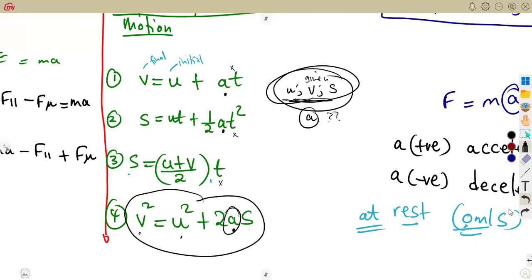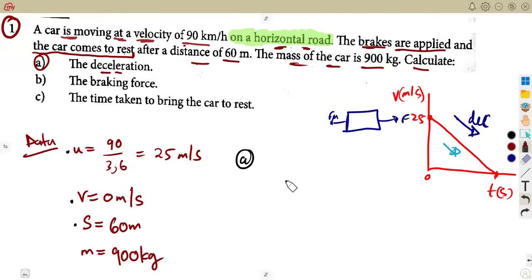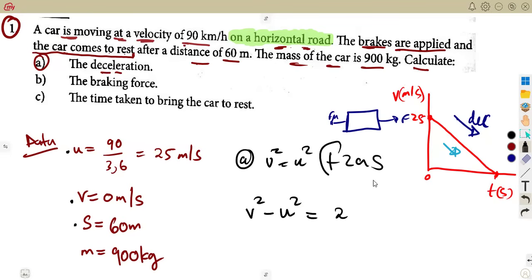What we need is A. So let's take that formula. V squared is equal to U squared plus 2AS. Let us make A the subject. That's going to take the U to the other side. It was going to be a negative. So it's V squared minus U squared, which is equal to positive 2AS.